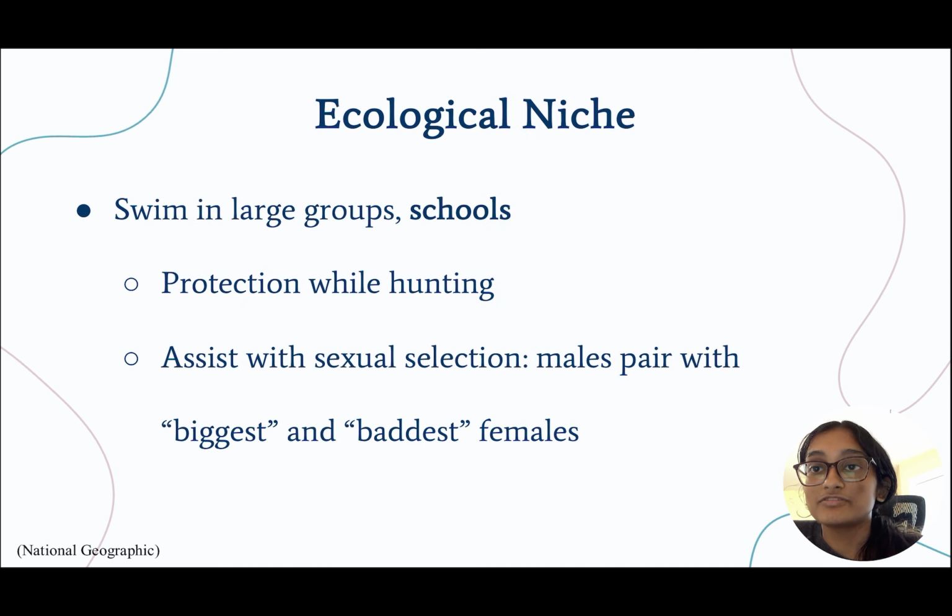Dogfish are called dogfish because similar to how dogs hunt in packs, these spiny dogfish also swim in large groups known as schools. The reason that they do this is for protection while hunting. By swimming in large groups, they are less likely to be predated on by nearby animals. Additionally, this assists with sexual selection as males tend to pair up with the females that display the biggest and baddest behavior or aggressive behavior.